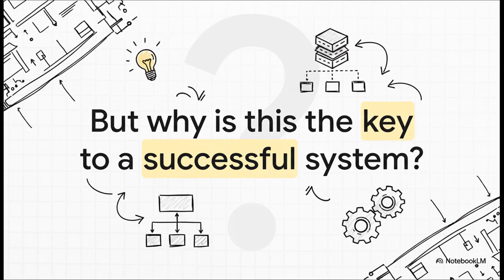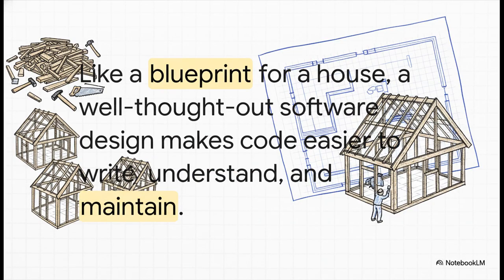But it's a fair question, right? Why spend all this time drawing boxes and arrows when you could just be coding? Why is this abstract planning process the absolute key to making a system that actually works and lasts? And this slide, this really gets to the heart of it. Just imagine hiring a construction crew, pointing to a giant pile of wood and nails, and just saying, build me a house. I mean, it would be a total disaster, right?